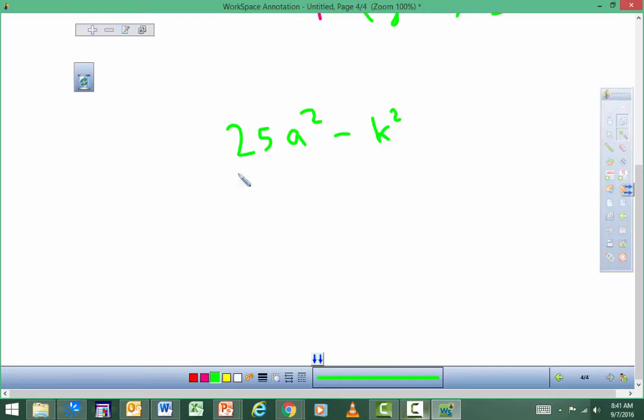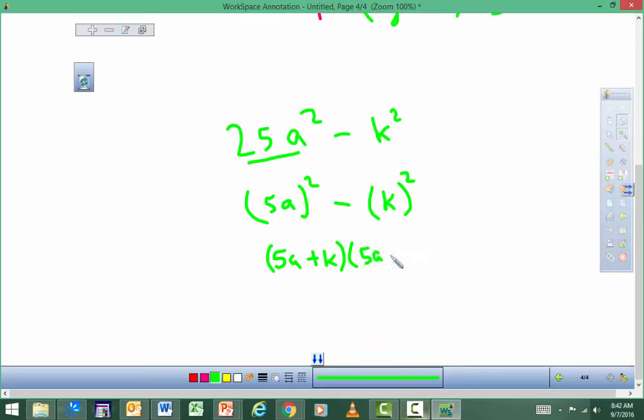So here's what I would do. Again, I would recommend that you rewrite this here. Write it as something squared. In this case, what would this be if it equals that? It would be 5a, right? And I would rewrite this one as something squared. In this case, what would the something be? K, right? By doing that, you now know what the a and the b are in this case. Okay, so now you'd write this as 5a plus k, and the second factor would be 5a minus k.